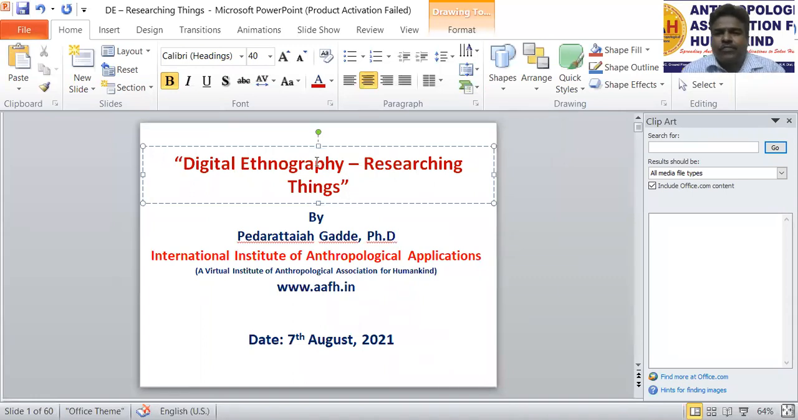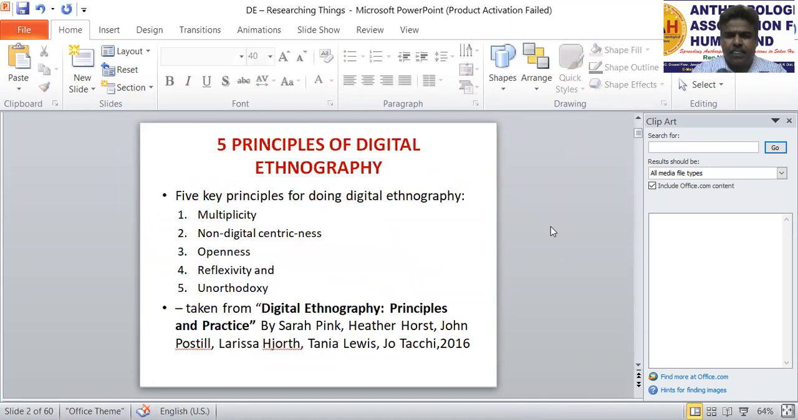Digital ethnography, researching things. In the previous sessions, we have covered the 5 principles of digital ethnography mentioned in the book by Sarah Pink, Heather Horst, John Postill, Larissa Hjorth, Tania Lewis and Jo Tacchi. These are the authors of this book, Digital Ethnography: Principles and Practice. In this book, they have prescribed 5 key principles for doing digital ethnography.